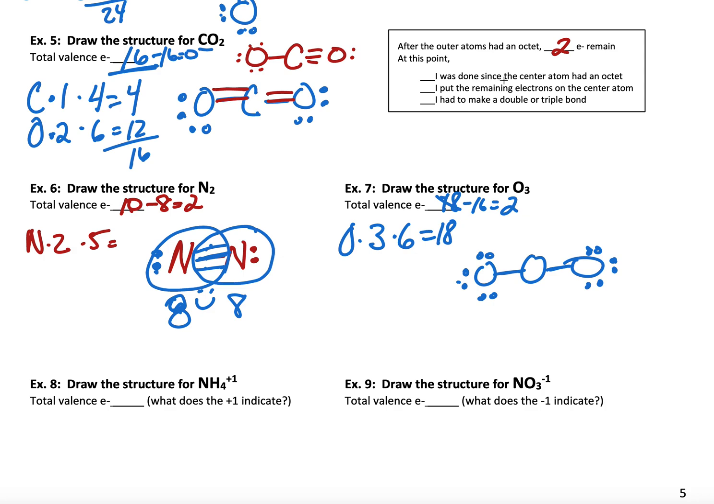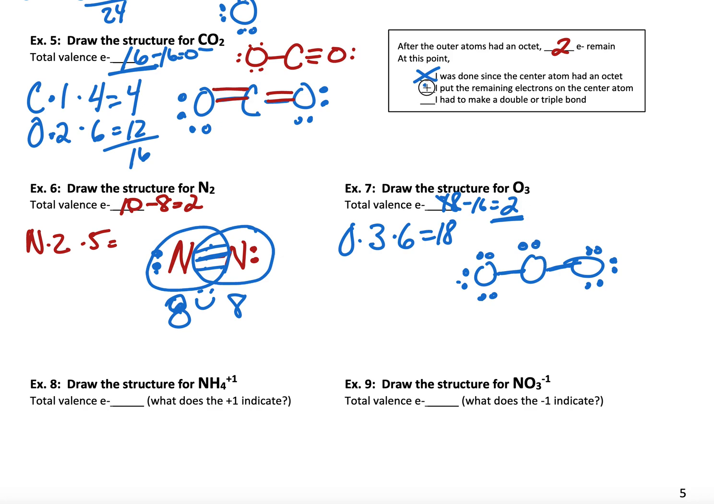Are you done? Does your center atom have an octet? And the answer is no. It has 1, 2, 3, 4. That's it. So we're not done. Then it says put the remaining electrons on the center atom. Well, I have 2 remaining, so let's put them on the center atom. But are we done? Does my center atom have an octet? And the answer is no. It has 2 plus 2 plus 2, 2, 4, 6, but not 8. So we have to keep going.